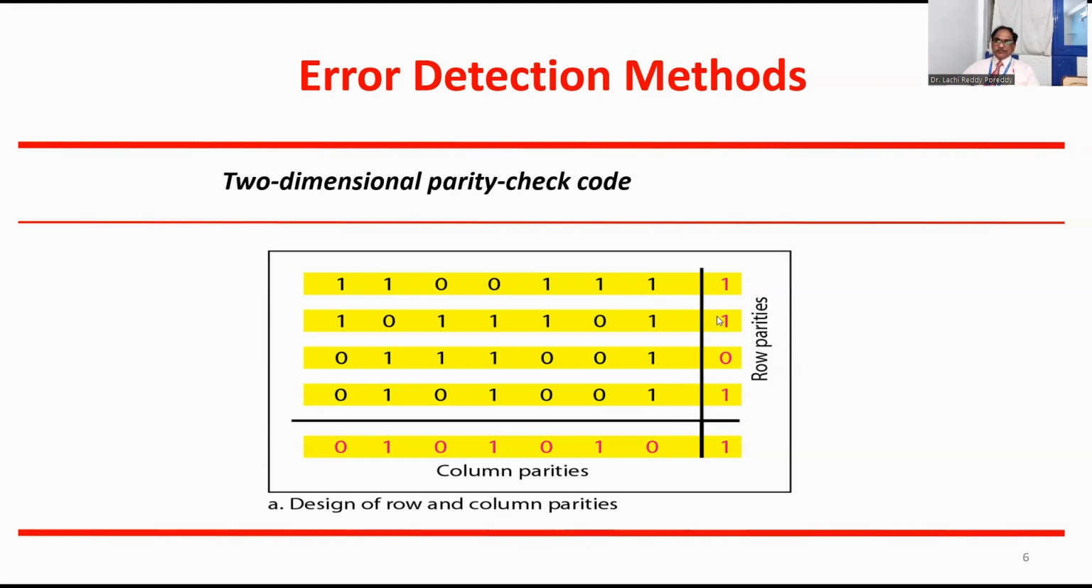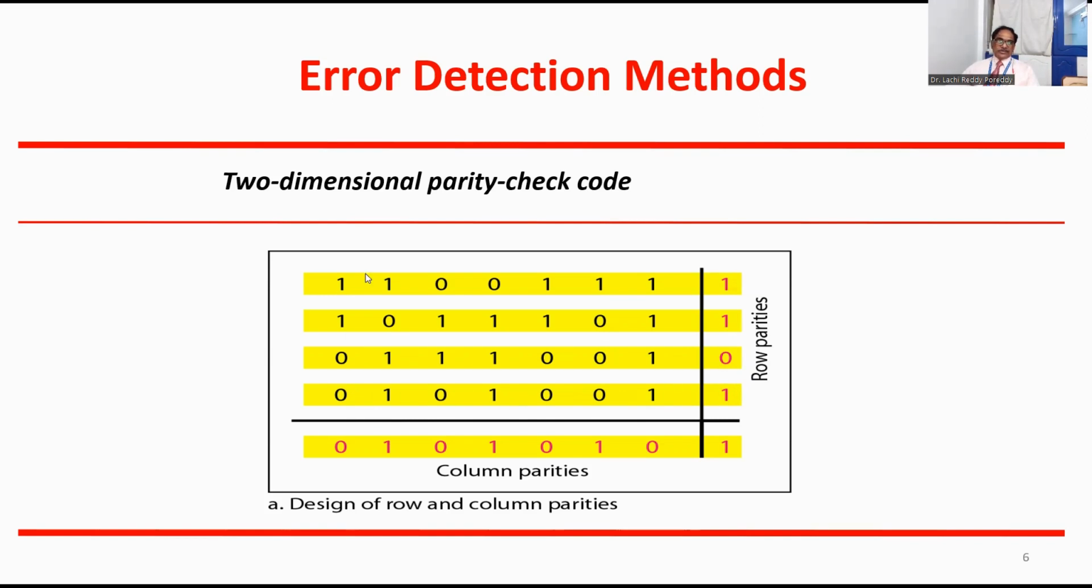Similarly, second row, including the redundant bit, the number of ones is even. Third row, 1, 2, 3, 4, already an even number of ones are there, so the redundant bit becomes 0 to make an even number of ones in the row. Similarly, fourth row, 1, 2, 3. So the redundant bit will be 1, to make it even. Okay, that is how these row-wise redundant bits we have derived.